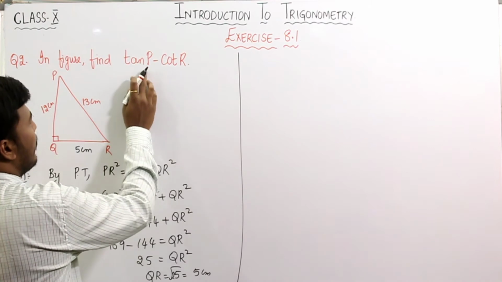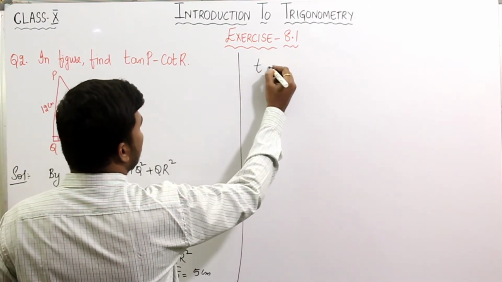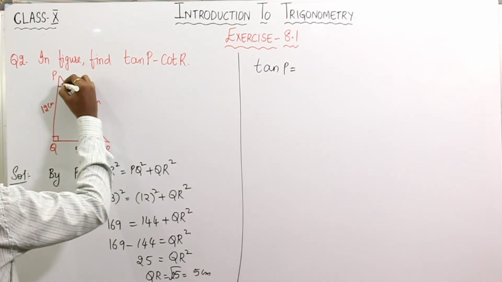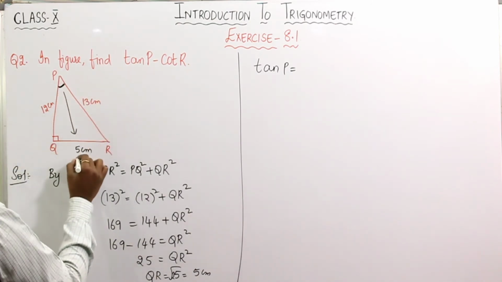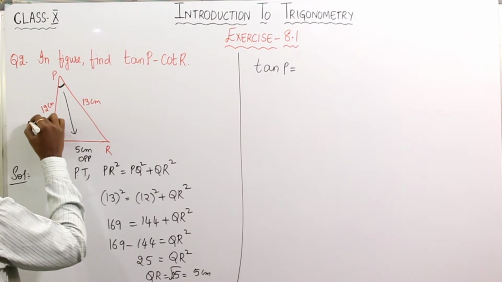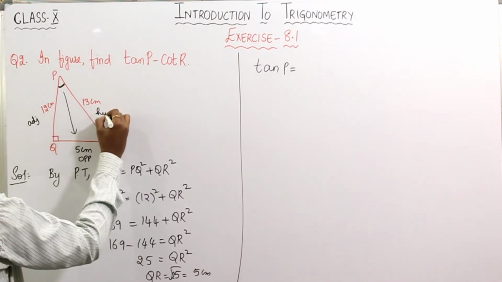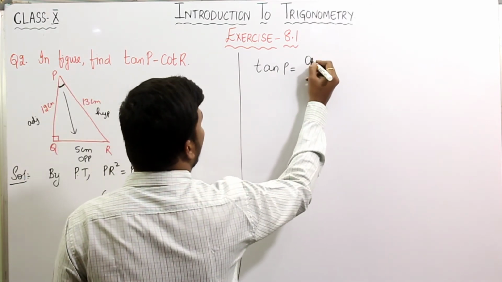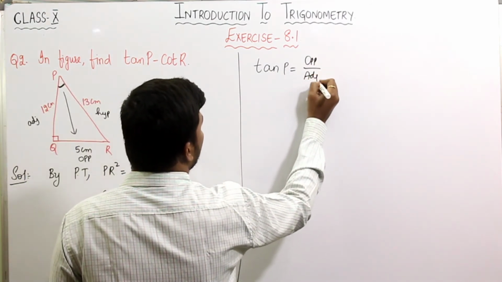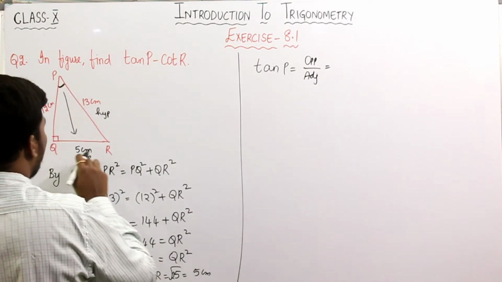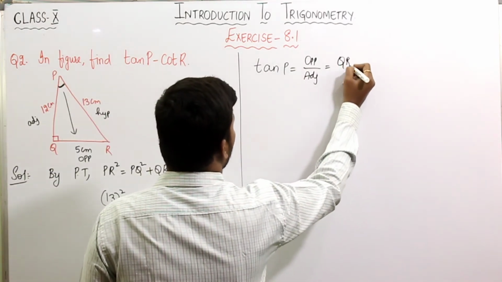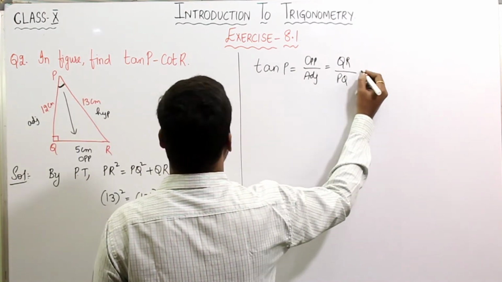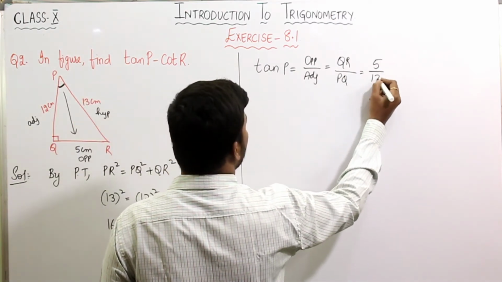So first what we have to find out? Tan P. From this angle, if you consider this one, this will become the opposite side, this is the adjacent side, and this is the hypotenuse. Tan stands for opposite side by adjacent side. What is the opposite side here? QR, and the adjacent side here is PQ, which is nothing but 5 by 12.